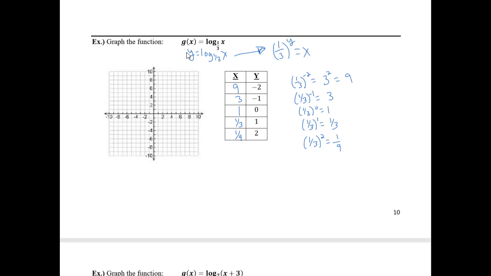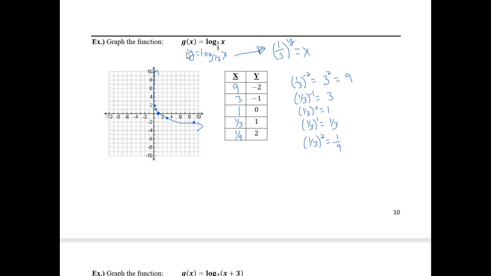So now we have positive 9, negative 2. Positive 3, negative 1. 1, 0. And 1/3, positive 1. And 1/9, positive 2. So again, this is going to be close to that y-axis, not crossing it, and going that way.